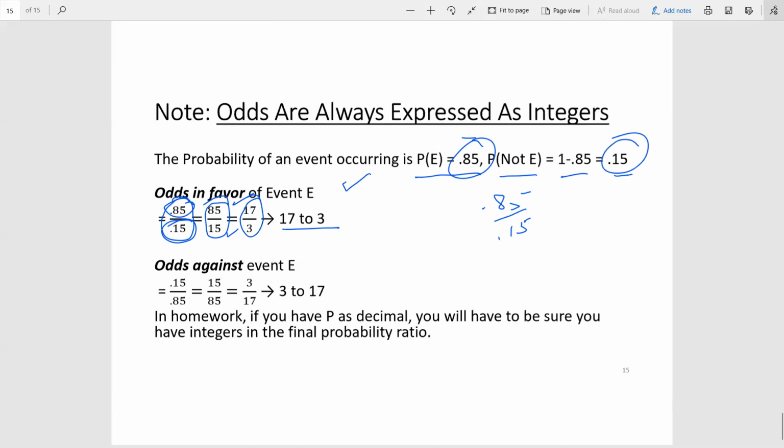The odds against event E would be the probability against that, which would be 0.15, to the probability that the event occurs, 0.85, and here you get 15 over 85, which is 3/17, which is an odds of 3 to 17. So in homework, if you have P as a decimal, you'll have to be sure you have integers in the final probability ratio. And that is the first section on probability.